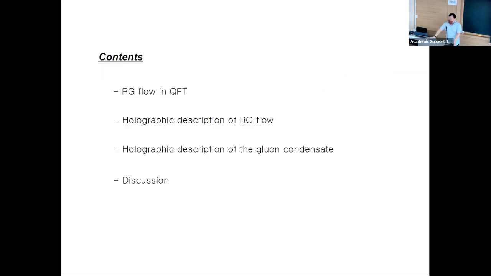Okay, so this is the outline. I first briefly explain some basic concepts of the RG flow in quantum field theory. And I explain how we can describe RG flow in holographic models. And I apply the holographic description to the gluon condensate. And then I finish this work with some concluding remarks.